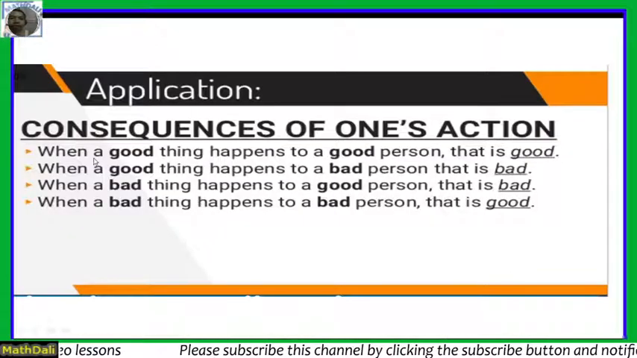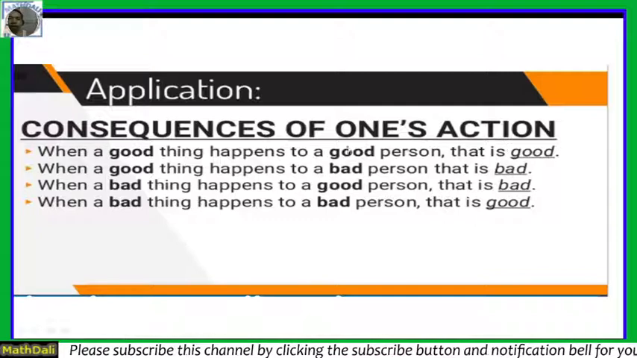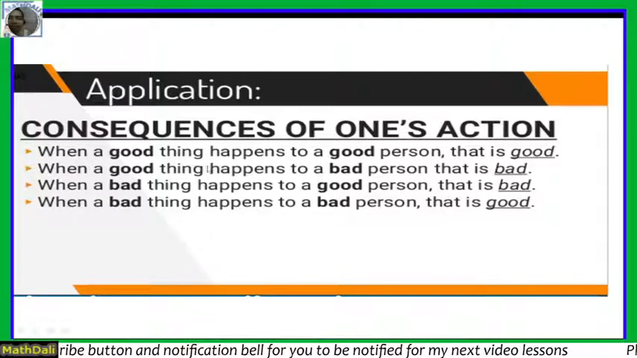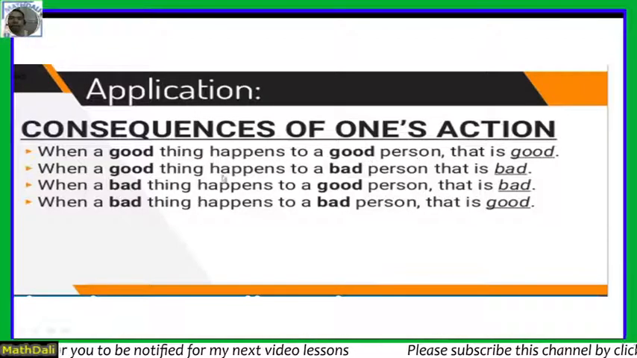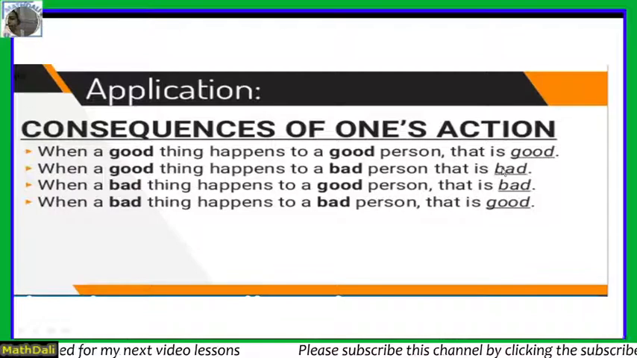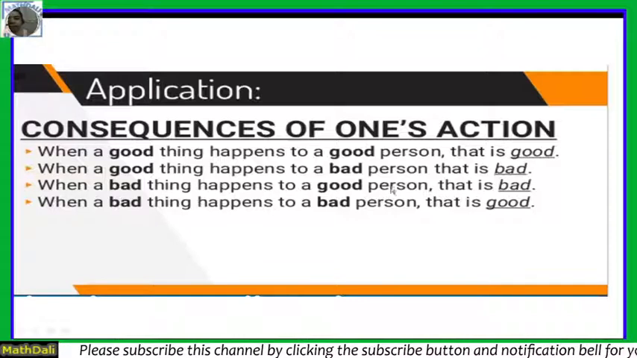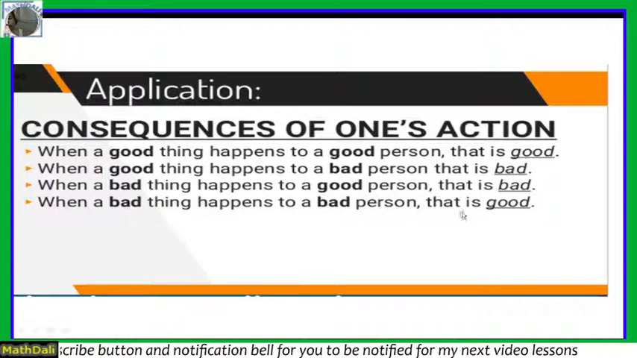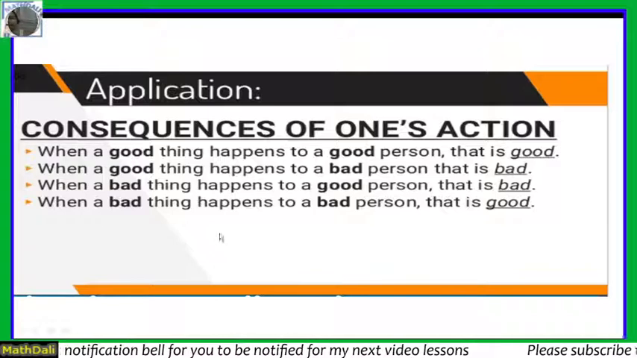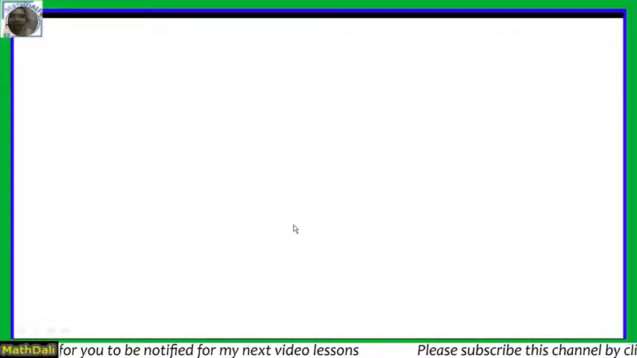Okay, so application. Ito yung consequence in one action. Tandaan nyo to. Bago kayo gumawa ng anumang kagaganda o ikasisira ng inyong buhay. When a good thing happens to a good person, then that is good. Pag mabuti yung nangyari sa mabuting tao. When a good thing happens to a bad person, that is bad. Okay, so ayan, nasa ng hustisya. When a bad thing happens to a good person, that is also bad. Ba't ganon? When a bad thing happens to a bad person, that is also good. I believe in karma. Okay, application lang yan.